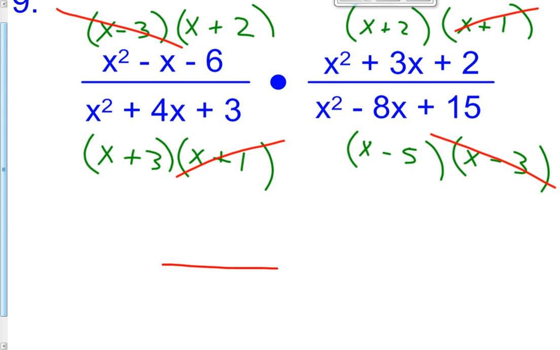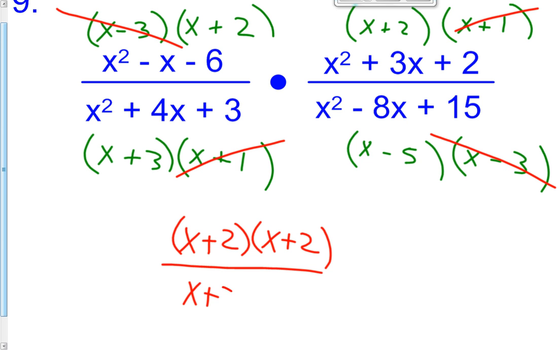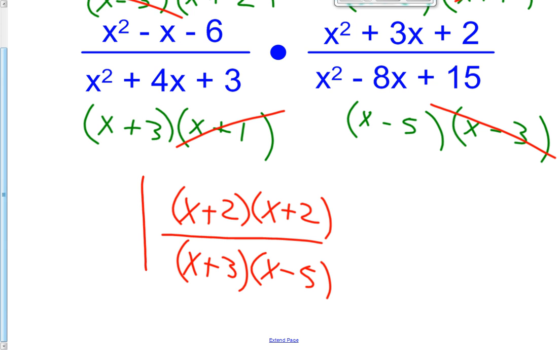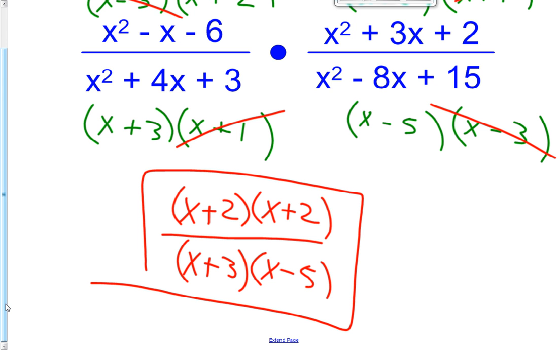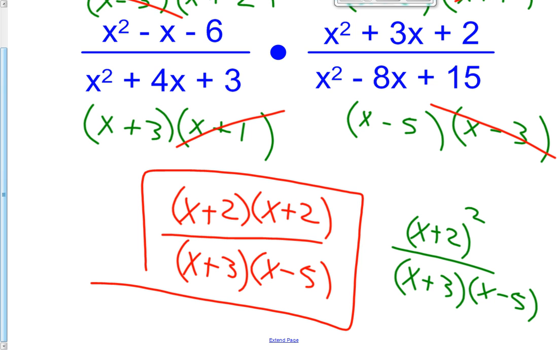So in the numerator, I have 2 factors of x plus 2, x plus 2. And in the denominator, we have 2 factors of x plus 3 divided by x minus 5. And there's our answer for this problem. Just to let you know, again, you might see a different answer if it was x plus 2 quantity squared over x plus 3 and x minus 5. They mean the exact same thing, so you could have either of those 2 answers on your next chapter test.